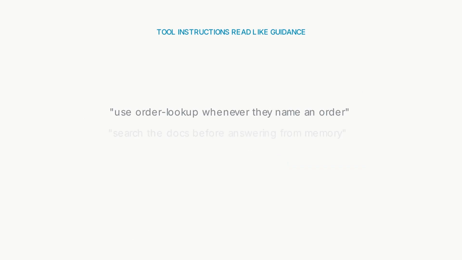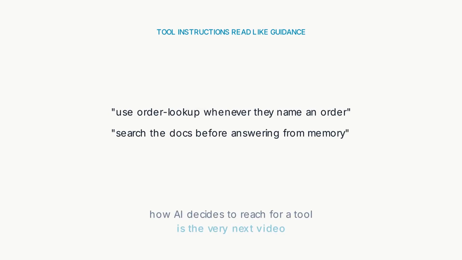Good tool instructions read like guidance to a new hire. Use the order lookup tool whenever a customer mentions a specific order. Prefer searching the docs before answering from memory. How an AI decides to reach for a tool and how that whole loop works is a rich topic. Rich enough that it's the very next video in this series. Here, the point is simply that the menu of tools lives in the instructions.